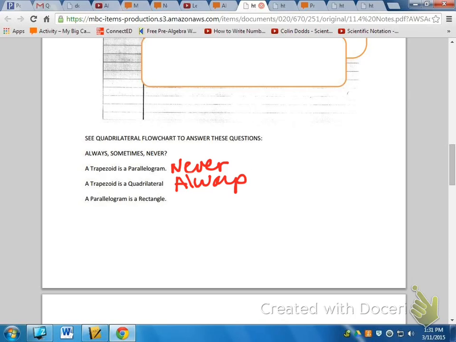A trapezoid is always a quadrilateral. Next, a parallelogram is a rectangle. Well, sometimes. That one is sometimes. So you did really well on that.